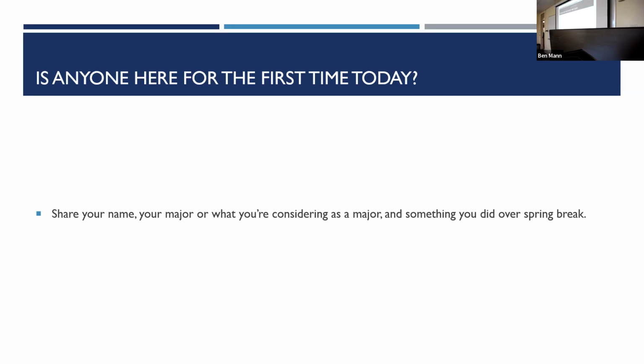Start over here. My name is Garrett Hewitt. The major I'm considering is computer science, and I worked on my cabin with my dad over spring break. Cabin, that's awesome. Whereabouts? It's over in Deer Lake. Over by Spokane, kind of. Okay, yeah. We have a lot of folks here from Eastern Oregon, Eastern Washington, and a variety of places throughout the Northwest and beyond. So great to meet you and have you in the class.